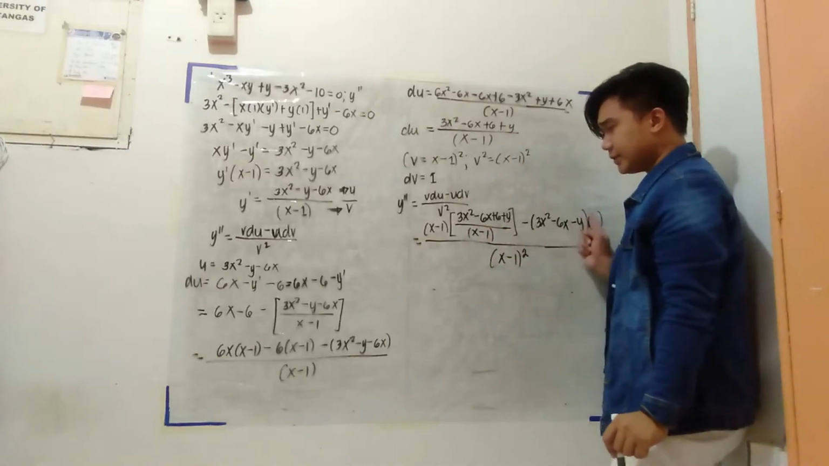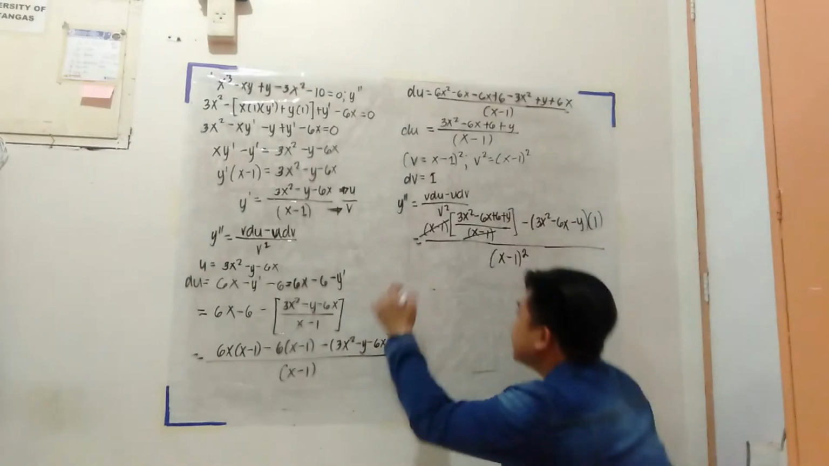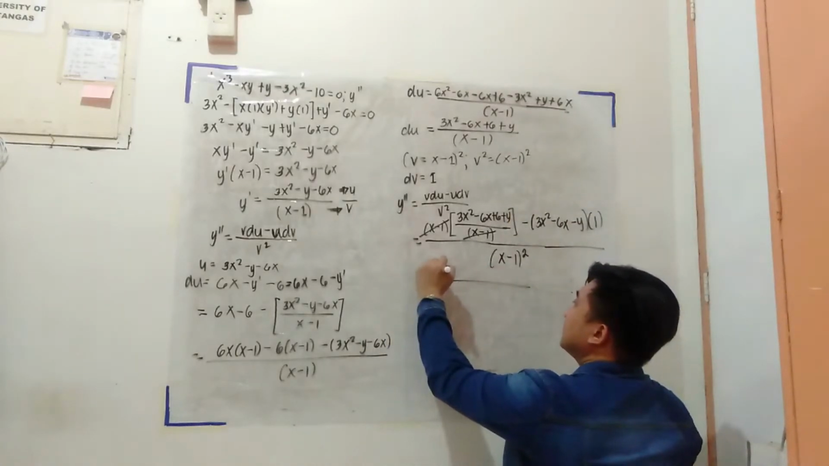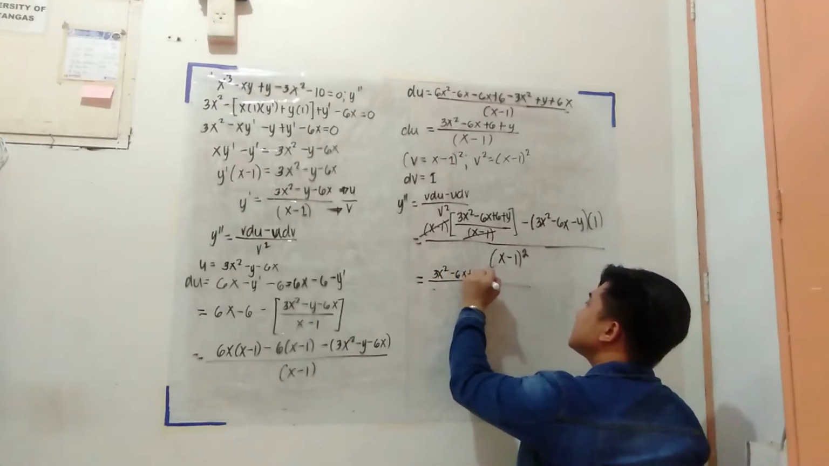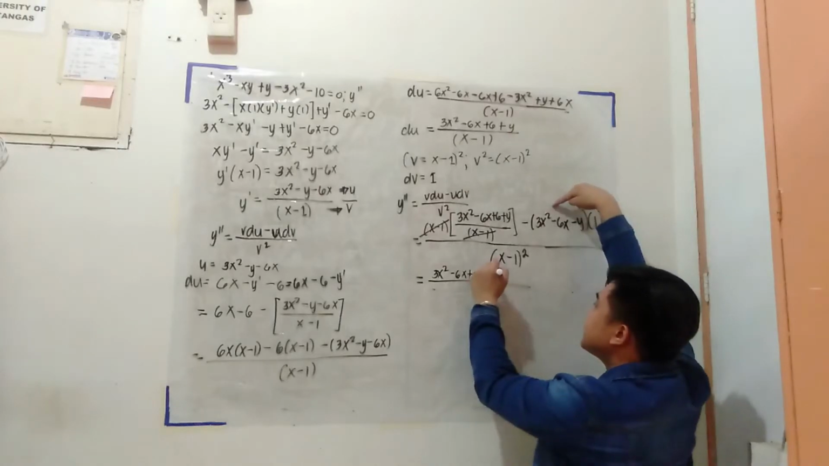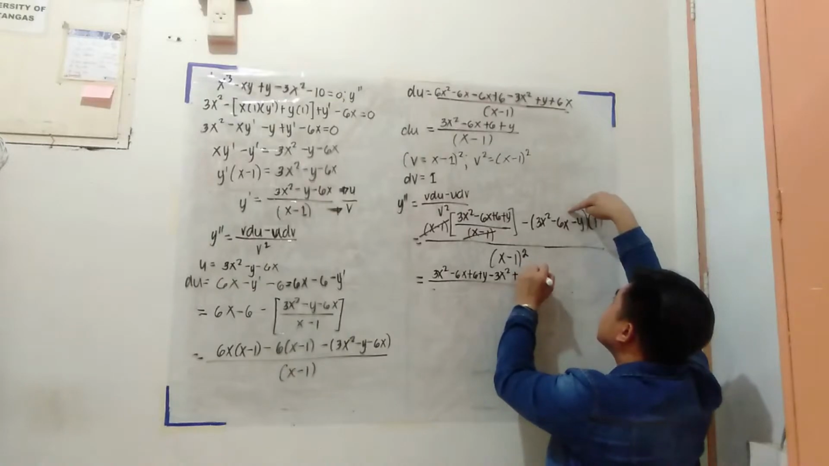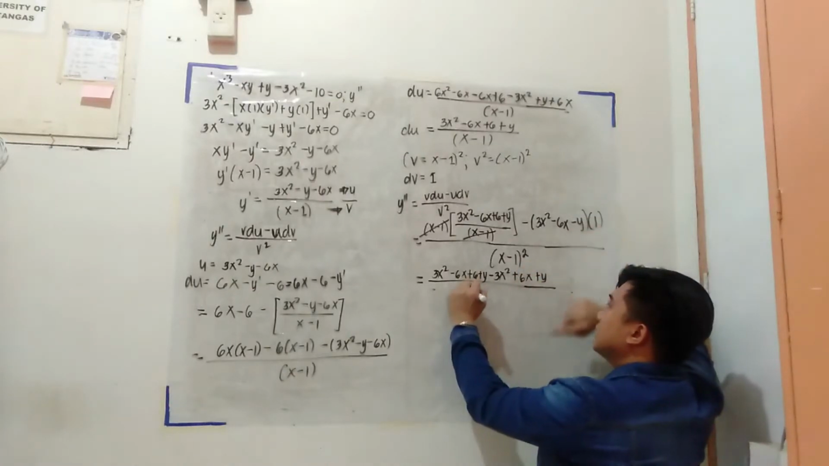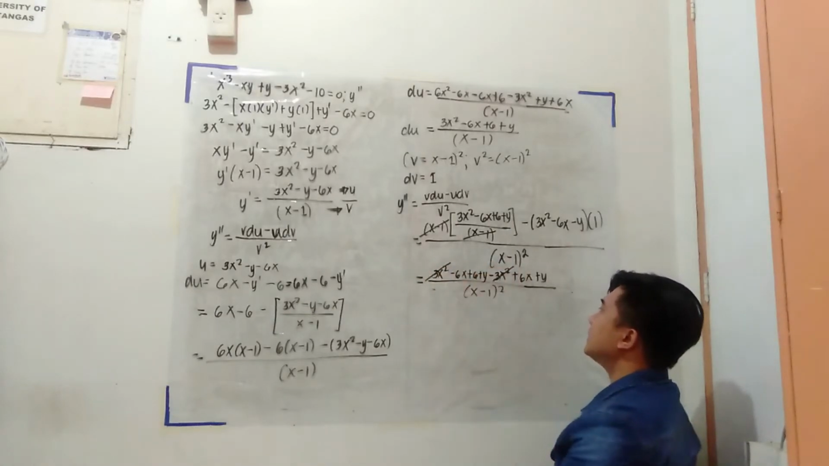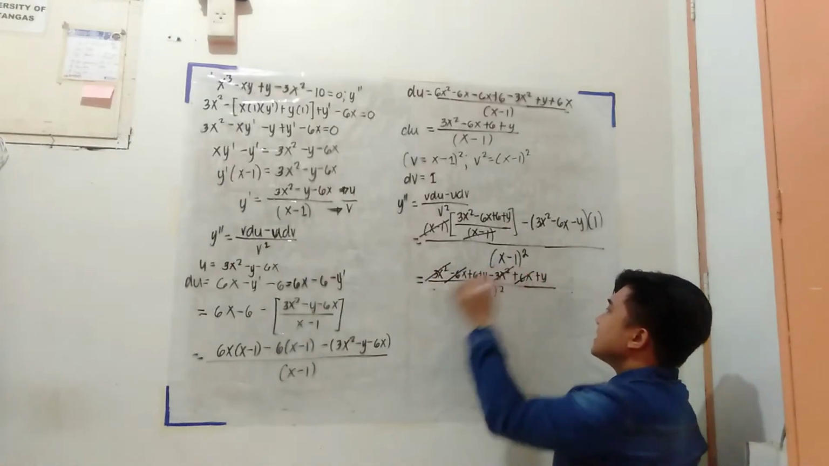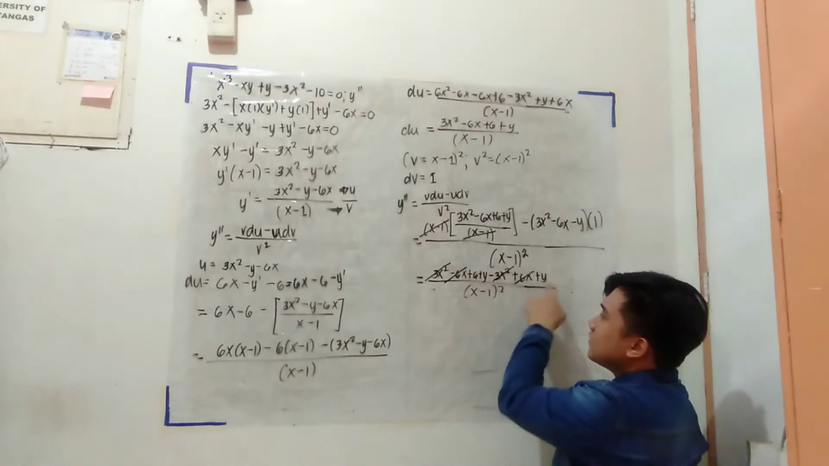Kung titingnan nyo po, makakancel lang ito, tsaka ito. At ang matitira na lang ay 3x squared minus 6x plus 6 plus y. Then distribute ko yung negative sign, minus 3x squared plus 6x plus y all over x minus 1 squared. So, makakancel lang si 3x squared, pati si 6x, at ang matitira na lang ay 6 plus 2y.